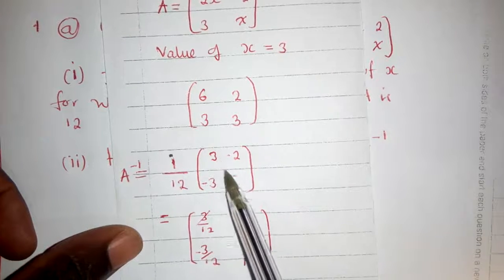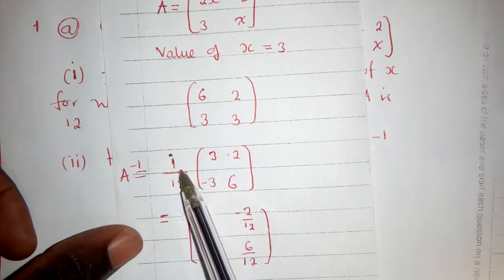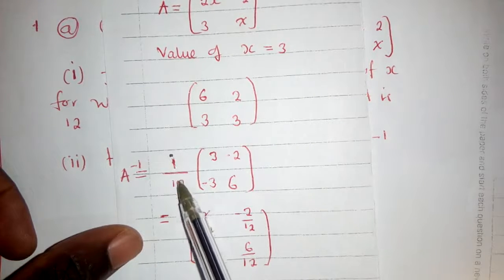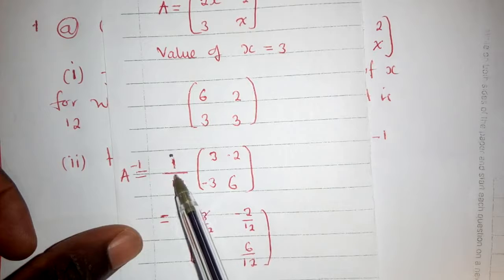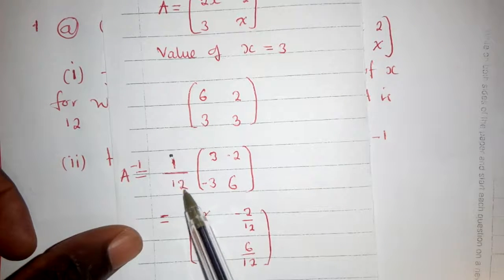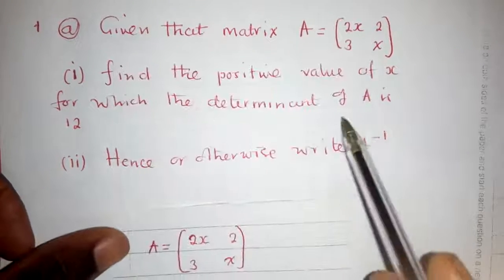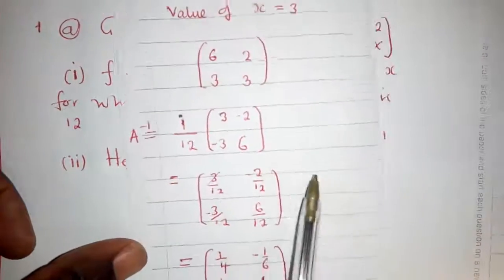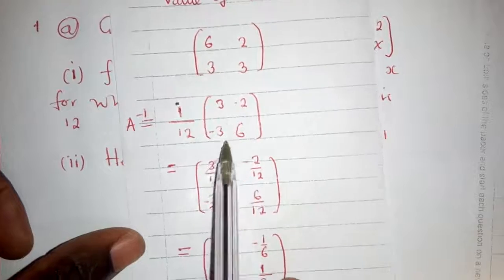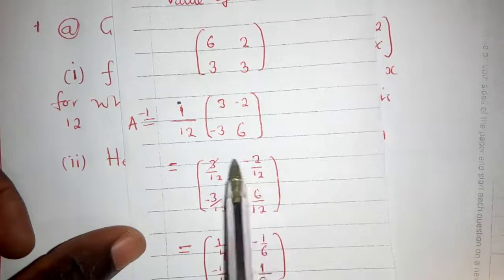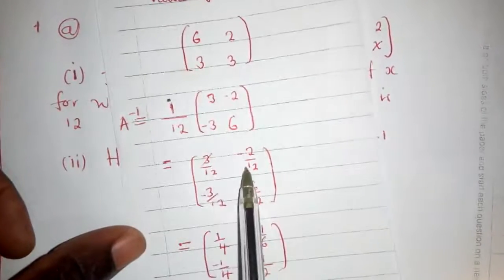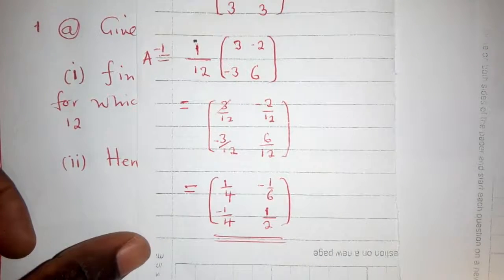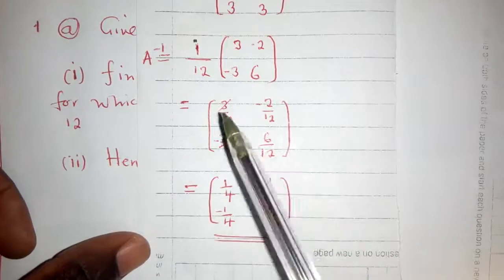You multiply after switching the major diagonal and changing the signs, you multiply by the inverse of the determinant, 1 over 12. 12 is the determinant. Remember in the question they said the determinant is 12. So you write it this way, multiply it by whatever is in the bracket, so you have something like this. And then after you can solve.